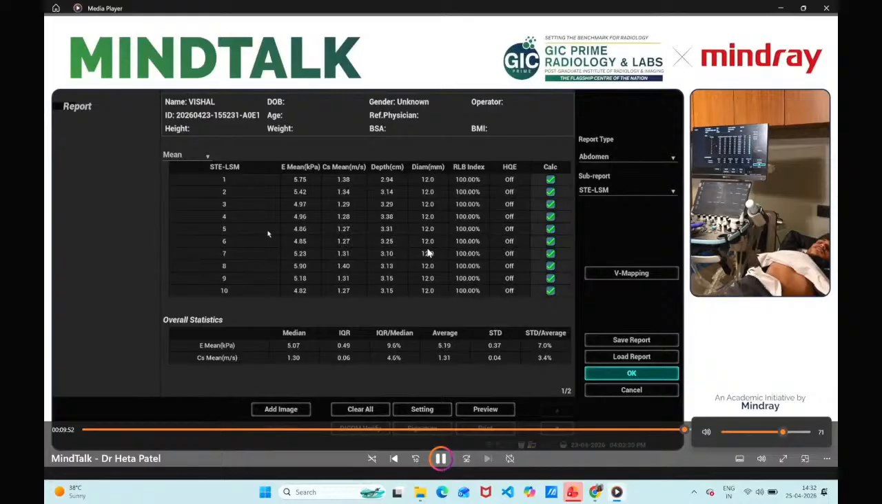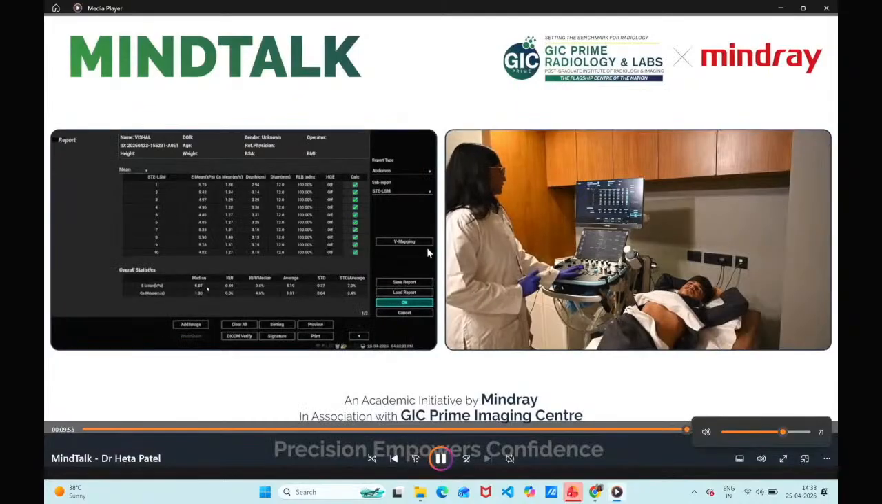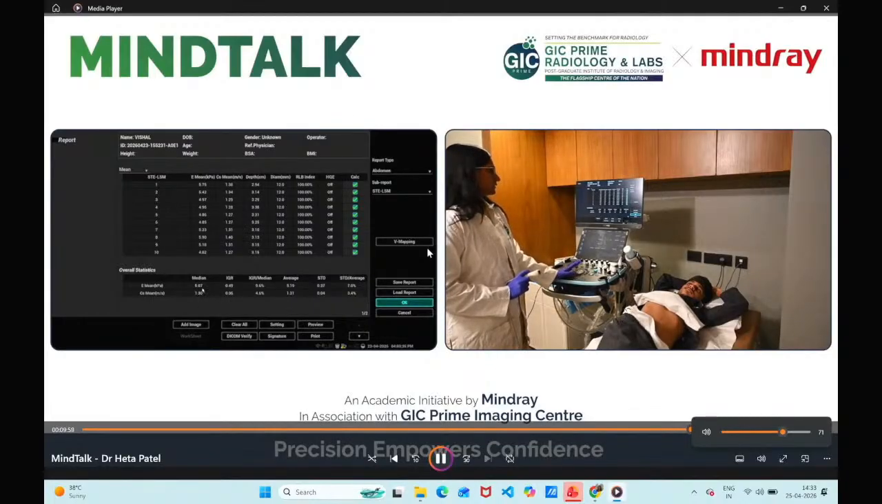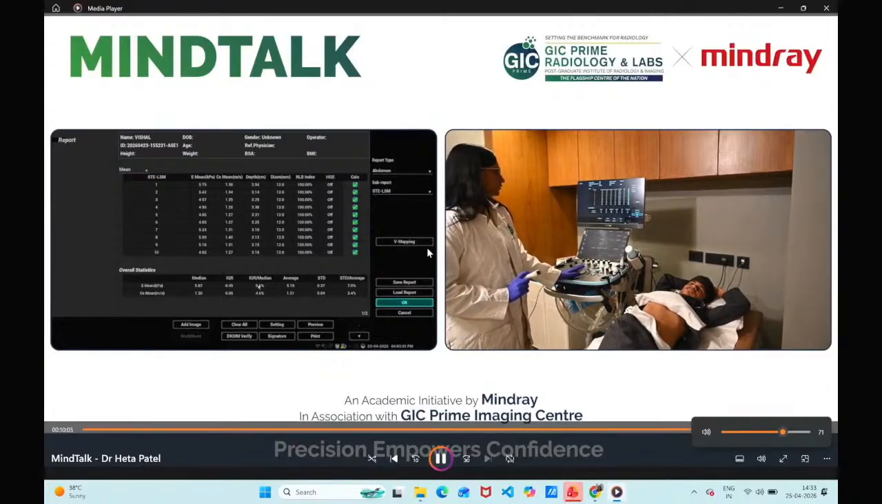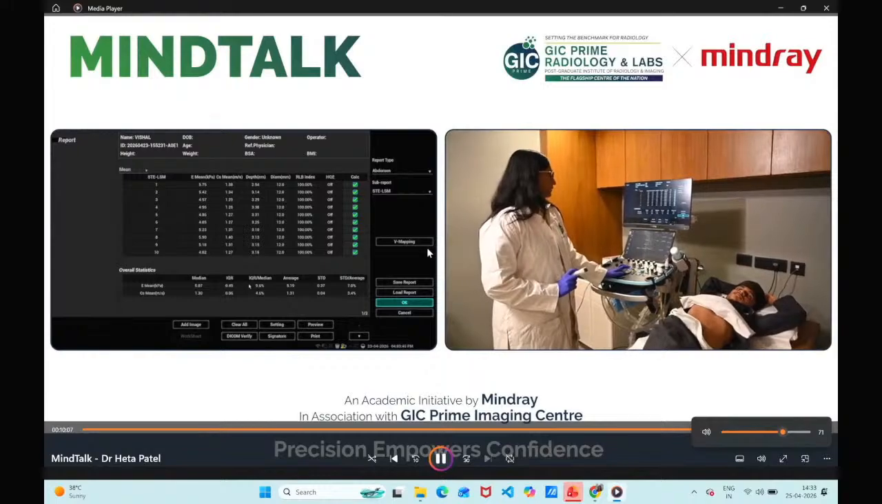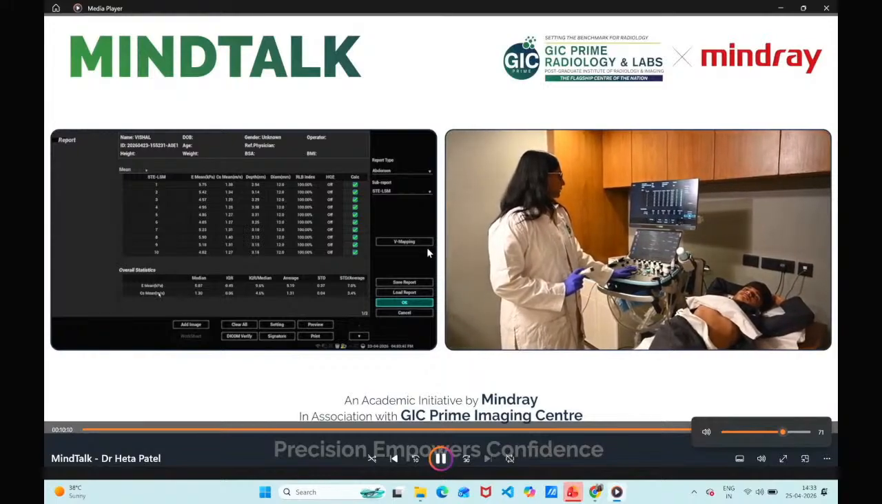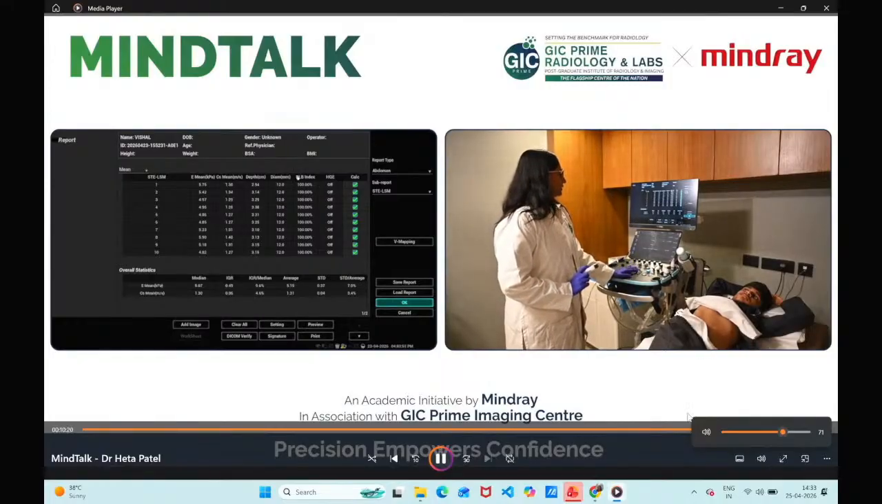So I have taken 10 measurements here, and the machine has generated a median value, which is 5.0, and it suggests that there is no fibrosis in this patient. We also see the IQR by median ratio, which is 9.6%. It should be less than 30%. And if we are taking measurements in meters per second, the IQR by median ratio should be less than 15%. Here it is 4.6%. That suggests that we have taken accurate measurements. Here you can see that the reliability index is 100% in every case.